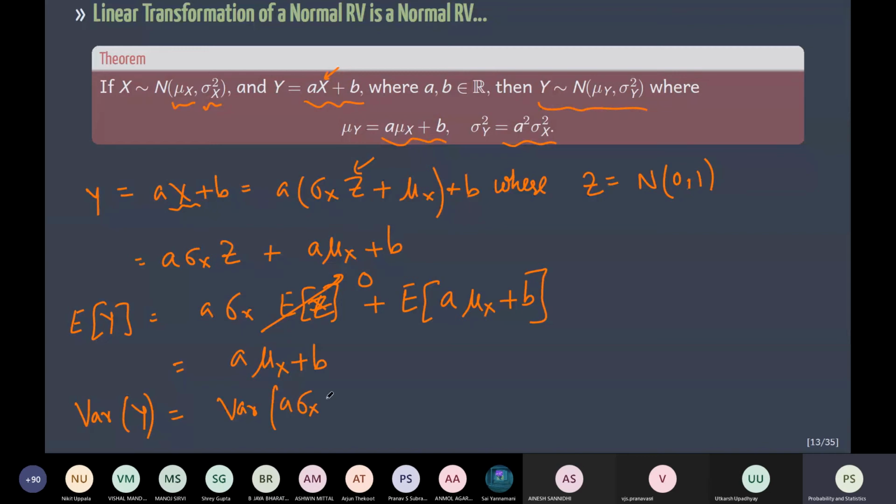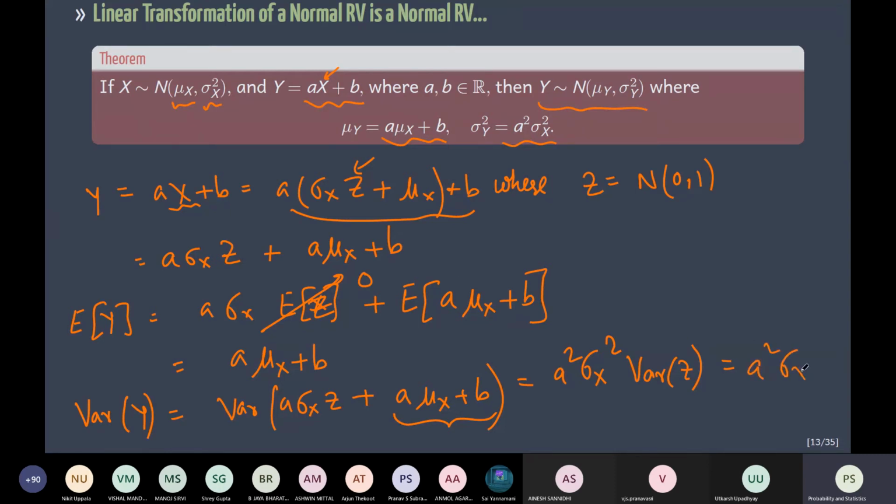Then variance also you can compute, which is variance of a sigma x z plus a mu x plus b. It's just that in place of y I have put this, and then using the variance properties I have a square sigma square variance of z, and variance of these guys will be 0, because variance of a constant is 0. There is no spread in constant data. So that will be 0, and this is a square sigma square because the variance of z is 1. So these are the things that we needed, right?